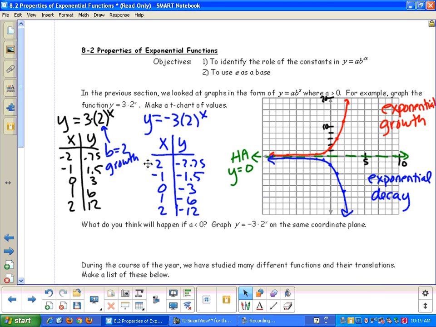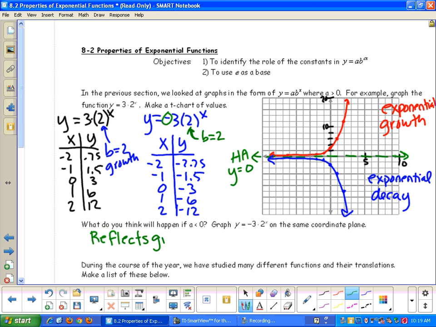But you don't want to make that mistake, because here your b value is equal to 2, but if you say this is exponential growth, you would be wrong, because notice that the negative right here reflects our graph over the x-axis. You have to be very careful to watch out for that. So this reflects the graph over the x-axis. Okay.